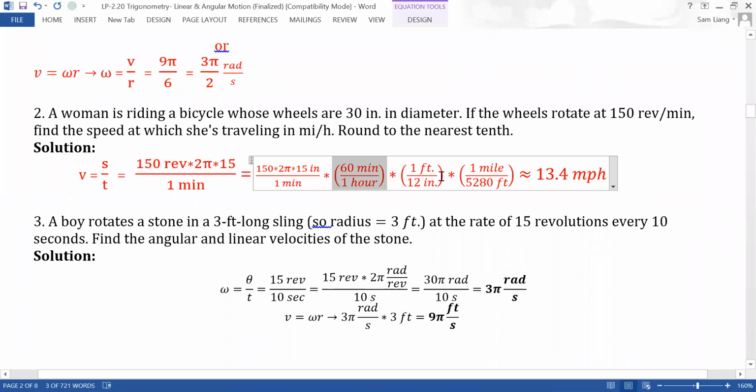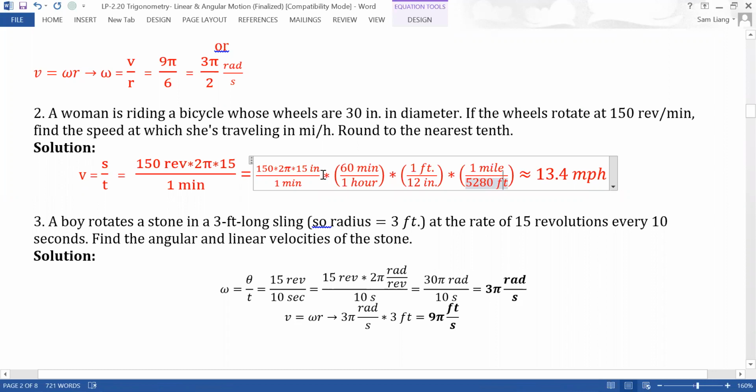And then the last thing we have to do is convert to miles per hour, okay? So now that we have feet per hour, 1 mile is equal to 5,280 feet. I did include that outside information on the classwork worksheet itself. I didn't write it here, but it's on the worksheet. But yeah, 1 mile is equal to 5,280 feet. And with that, we would divide out the feet unit, right? And then we would get miles per hour.